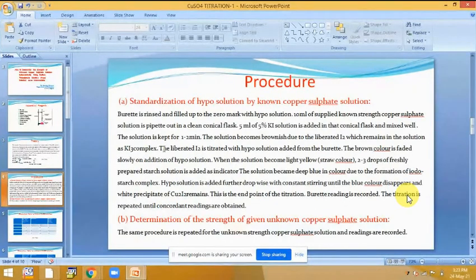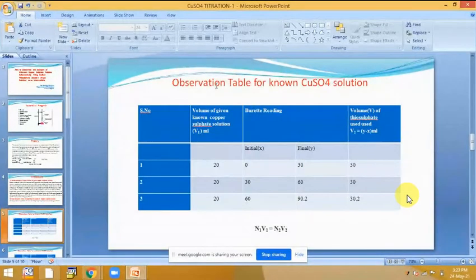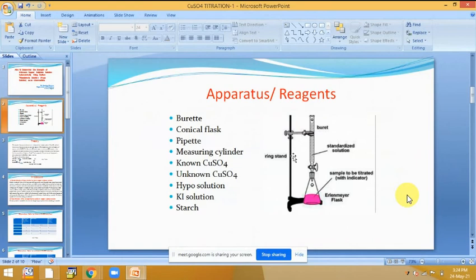You see here, the burette is filled with hypo solution. Then we will take copper sulfate. And one more thing, in this process, first you have to do a titration. Basically this titration is between copper sulfate and hypo solution, that is your unknown copper sulfate and hypo solution. But before that, you should know the exact concentration of hypo solution. To determine that hypo solution concentration, first we will do a titration of known copper sulfate versus hypo solution. That means this experiment will be repeated 2 times.